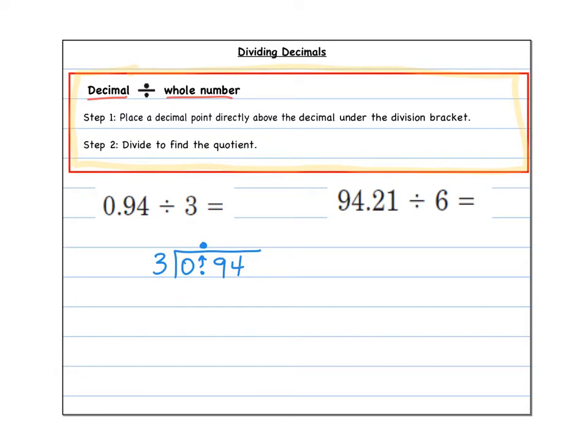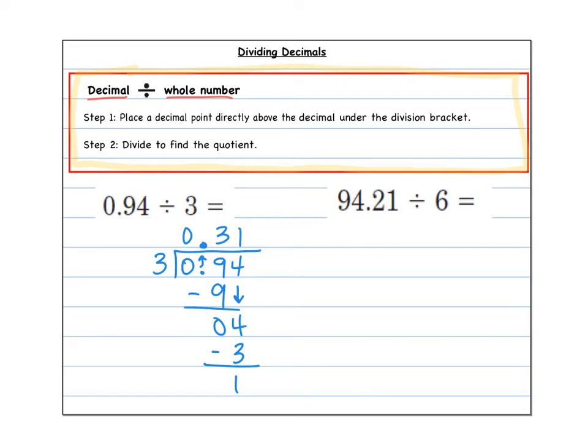So now we divide like normal. 3 can't go into 0, so I'm going to put a 0 there as my placeholder. But now we're looking at how many times does 3 go into 9. Well, 3 goes into 9 3 times. Now we multiply. 3 times 3 is 9. Now we subtract. 9 minus 9 is 0. Now we have to bring down our next number, which is 4. Now 3 goes into 4 one time. Now we multiply. 1 times 3 is 3. Subtract again. 4 minus 3 is 1.